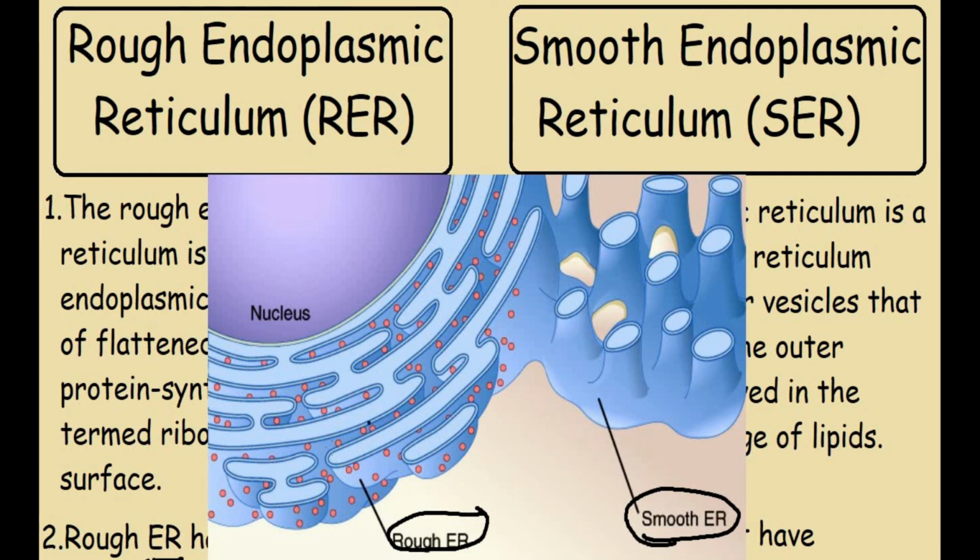Also, ribosomes are attached to the surface of the rough endoplasmic reticulum, while they are absent on the surface of the smooth endoplasmic reticulum. So these were the differences.